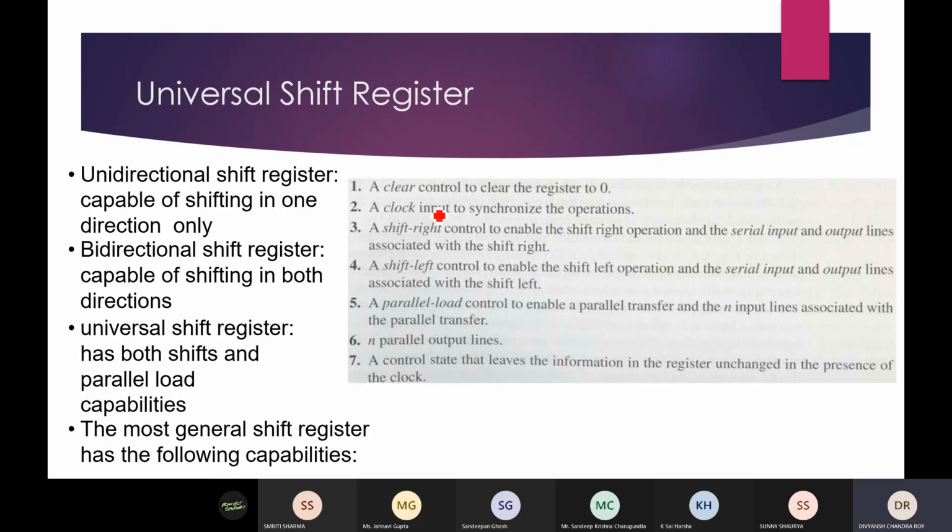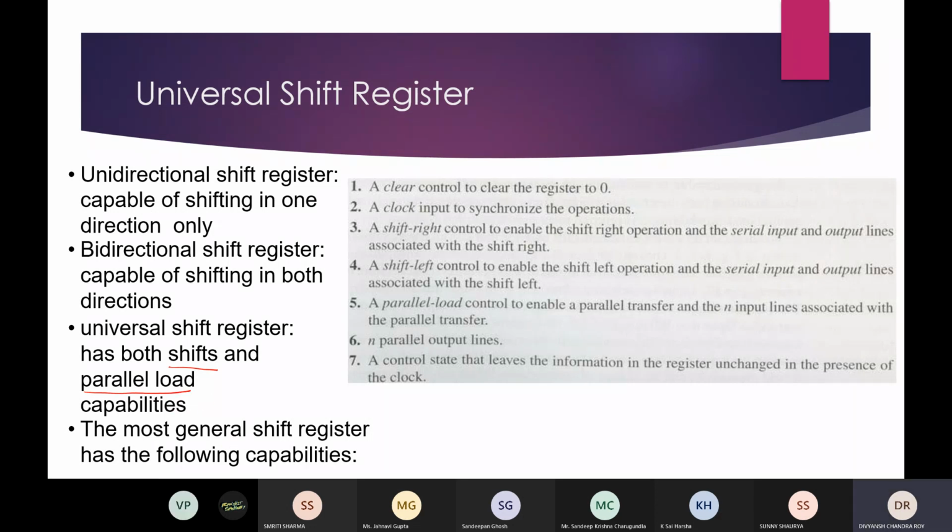Okay, now the universal shift register. We have different types of registers. One is the unidirectional shift register that is capable of shifting in only one direction. It will shift either in the right direction or the left direction. And we can have a bidirectional shift register. It is capable of shifting in both directions. And then we have the universal shift register. It has both shift and parallel load capabilities. So we can use both types of register. One is the shift register and another one is the parallel load register.